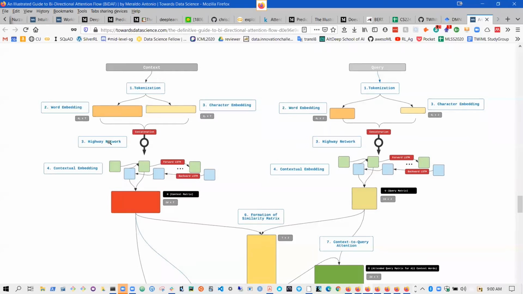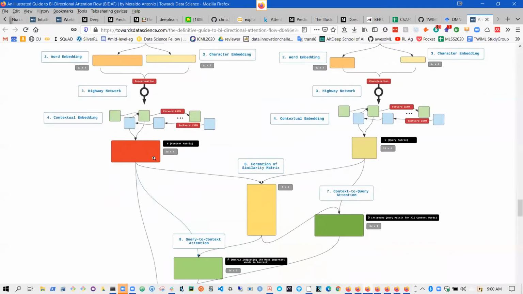It's talked about. He has a four-post series. This is just a summary diagram, and then he gets into each of the pieces in one of the next posts. But the highway network should be familiar to people who have gone through the imaging, where it's similar to the residual network and just reinforces the feed forward of your input so that your backpropagation is healthier and you don't encounter issues.